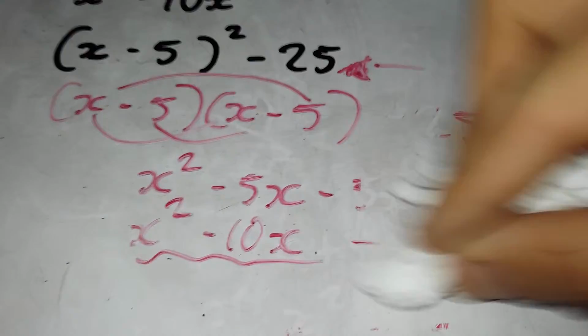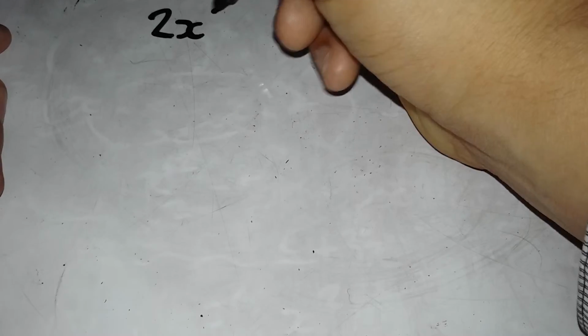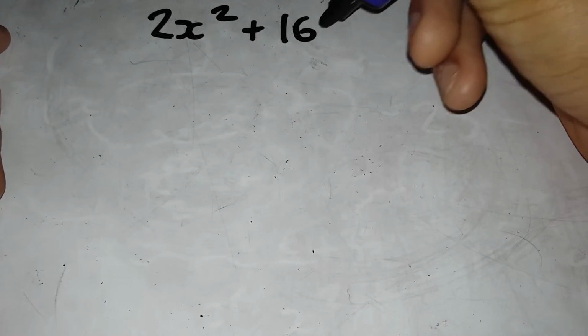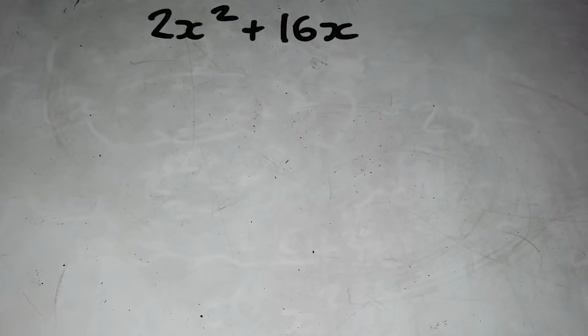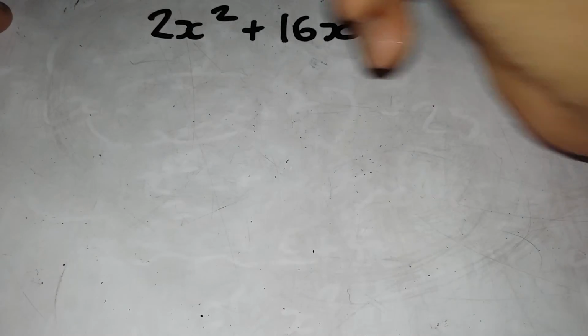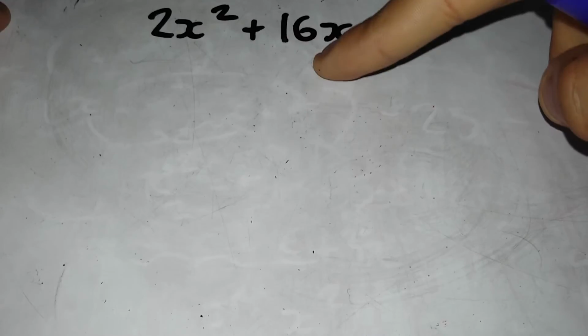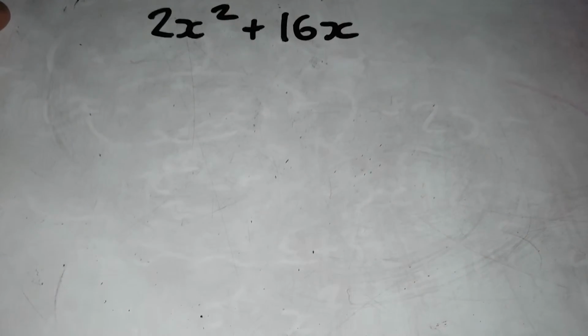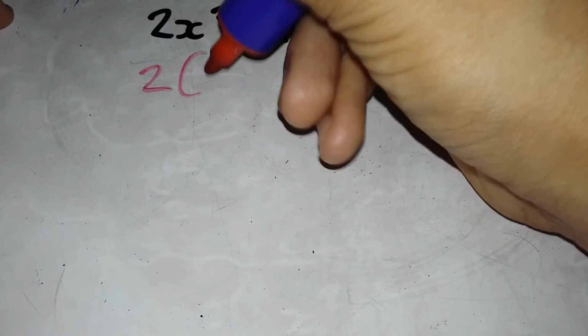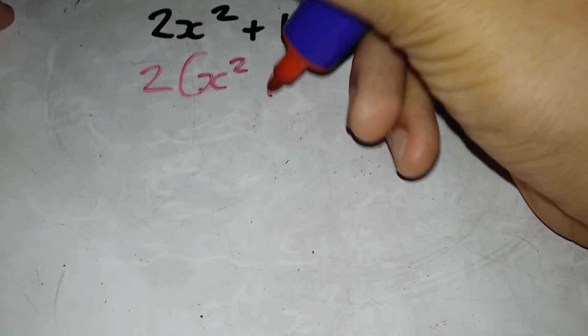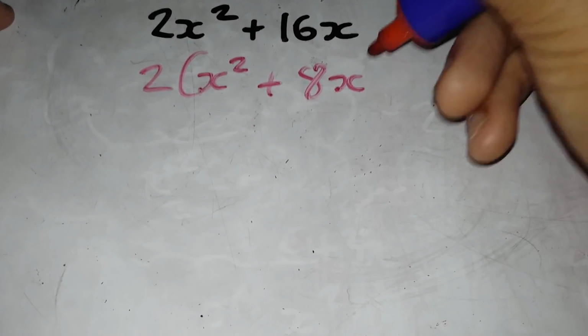Okay, we'll do one more example, but this time we'll have a coefficient of x squared. So let's go for 2x squared plus 16x. Here, what you would do is look at the coefficient of x squared and the coefficient of x, and factor out a common factor of 2 and 16, which is 2, x squared in your bracket, and 8x as well.